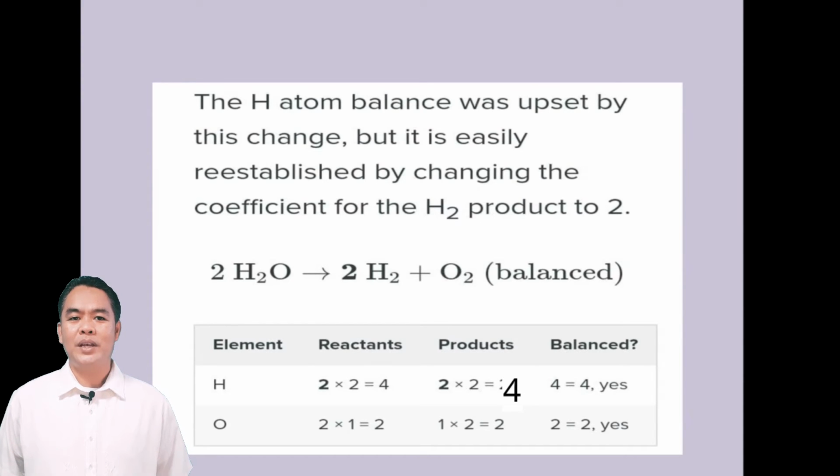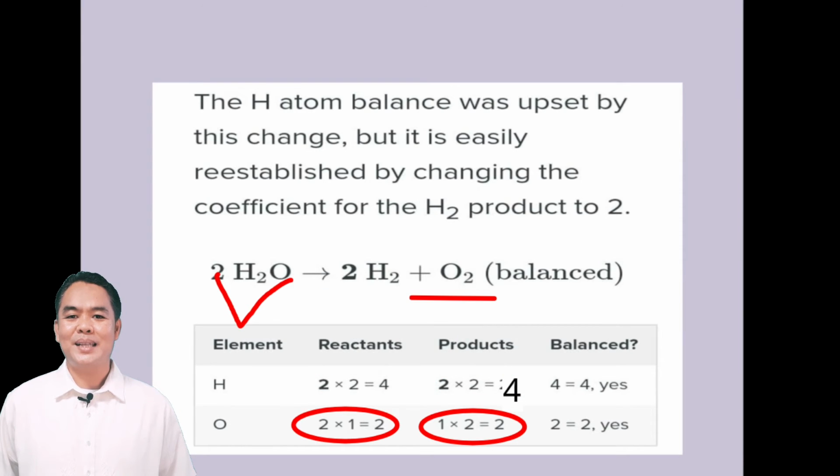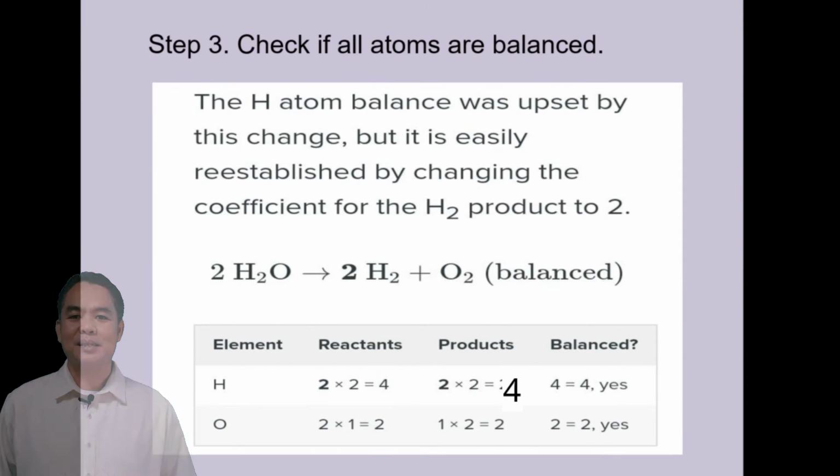Therefore, your new equation is 2 molecules of water yield 2 molecules of hydrogen gas and 1 molecule of oxygen gas. Let us check if it is balanced. For the hydrogen atoms in the reactants, it has 4. Therefore, it is balanced. Oxygen in the reactants has 2, in the products has 2. Therefore, it is also balanced.